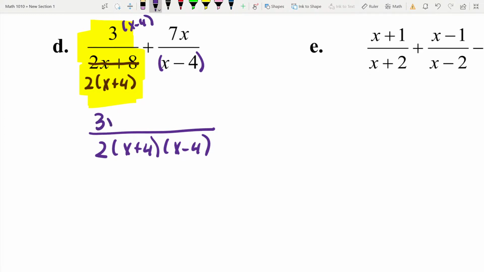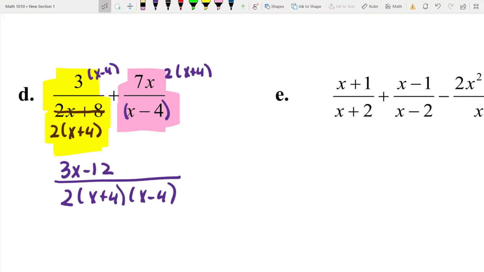Distribute the 3, and I get 3x minus 12. This second fraction right here has the x minus 4. It's missing a 2, and it's missing an x plus 4. Now look what I have. I have 7x and 2 on the outside. 7x times 2 is 14x. And I'm distributing that to x plus 4. So when I distribute that, I get 14x to the second plus 14 times 4 is 56. And I've got an x.